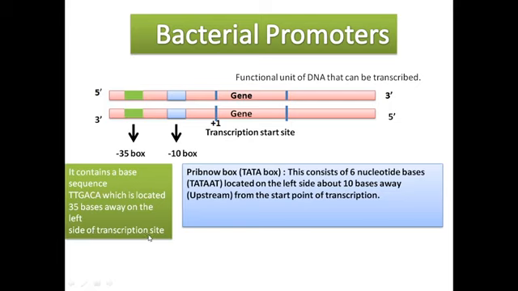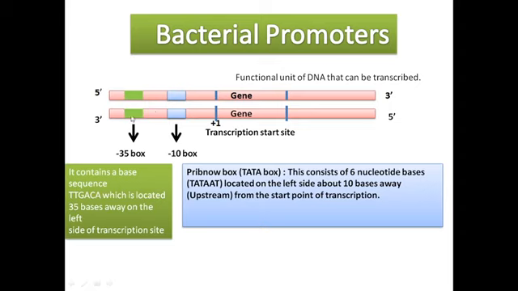So in bacteria we usually have two promoters. One is the Pribnow box, which is called the -10 box or TATA box. It has a 6 nucleotide sequence, TATAAT. And the -35 box contains the sequence TTGACA, which is 35 nucleotides away on the left side, upstream. Usually we also have an upstream element promoter, but leave that. Now we have two promoters: one is the Pribnow box and another is TTGACA.